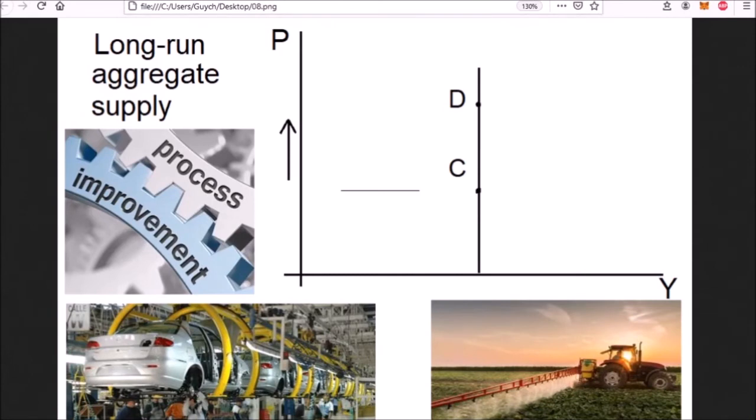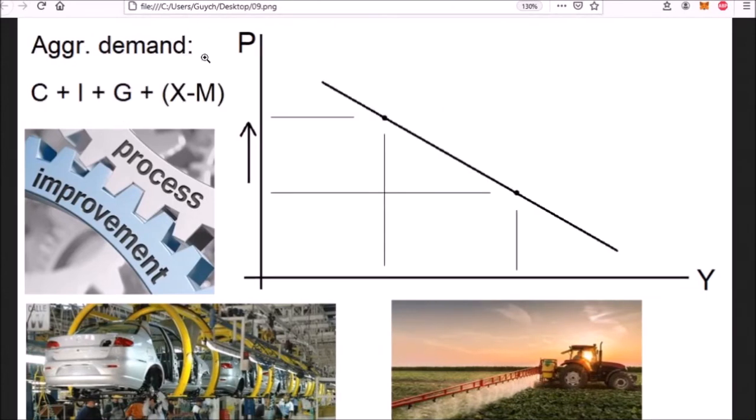Next, let's move on to aggregate demand. Aggregate demand, the total demand for everything produced in the country, comes from several participants in the economy.